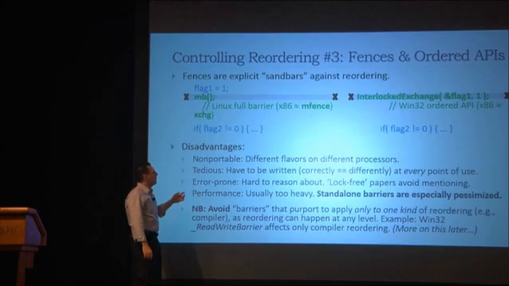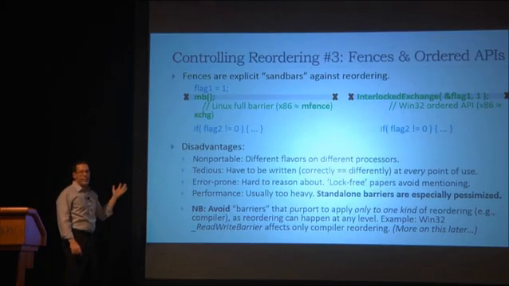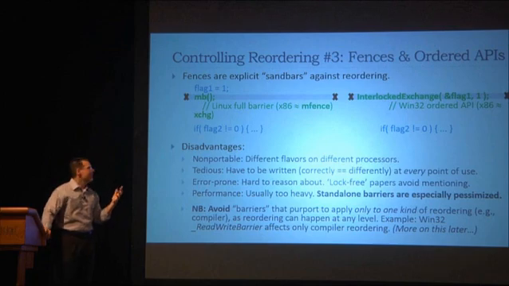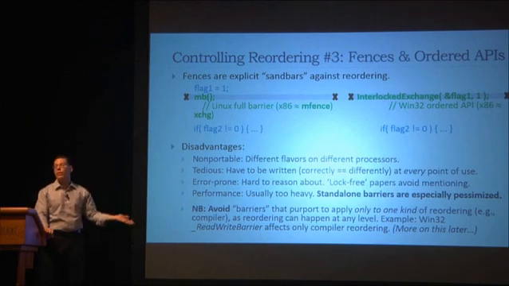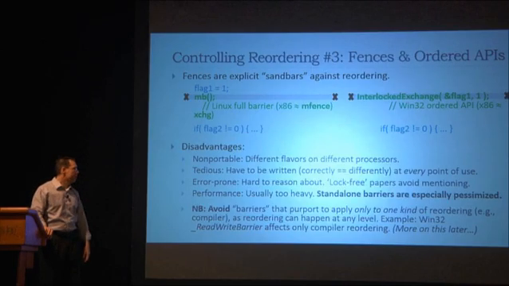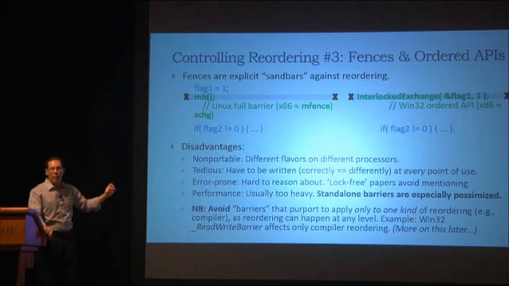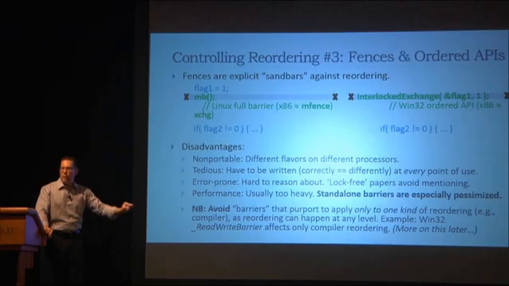The disadvantages of fences and writing these special instructions is they're different on every different processor, and also in the InterlockedExchange API case, they're different on every operating system. They're tedious. You have to know what each of them are and write the right one in the right place every time you use the shared variable.